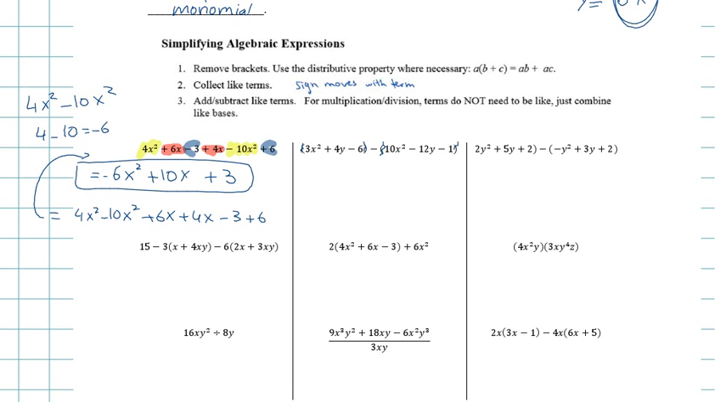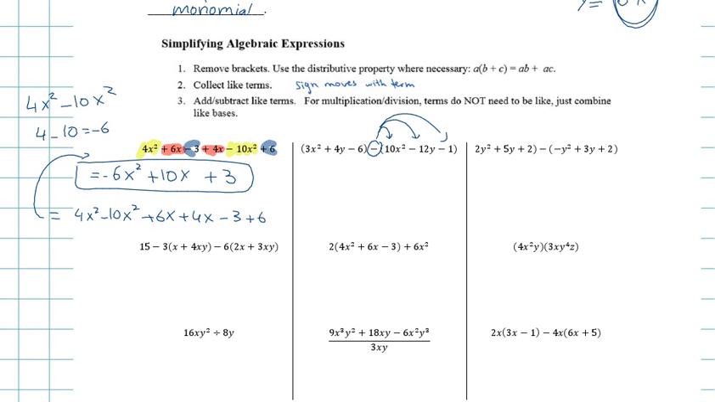Anything in front of a bracket will affect everything in it. You see that negative right here? That affects every term inside the bracket after it. So that negative is going to affect this, this, and this. Remember the distributive property that I talked about earlier? This is where we're going to use it.